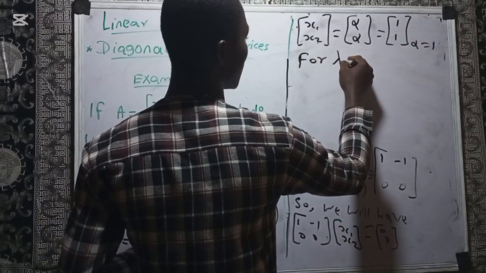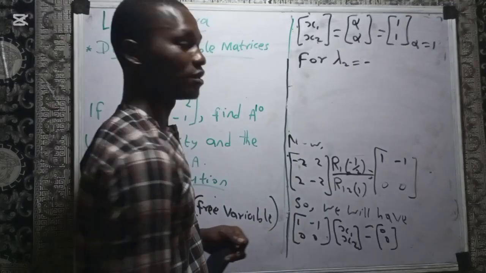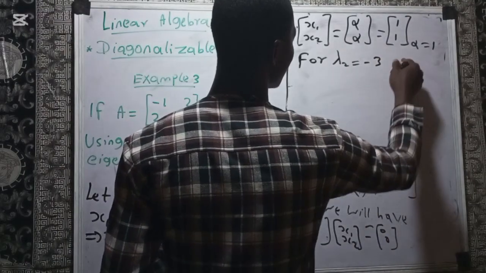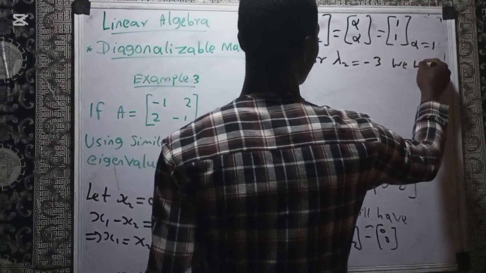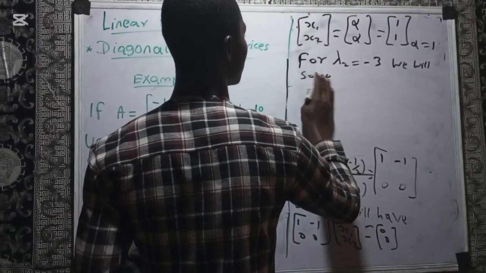For lambda 2, what do we get? Negative 3, right? Lambda 2 equals negative 3. We will solve this equation.